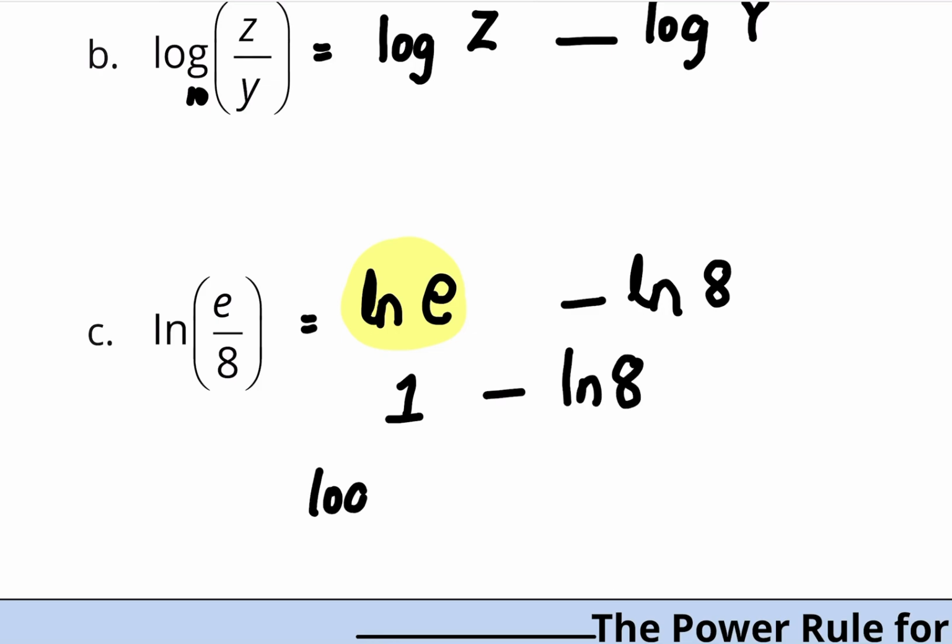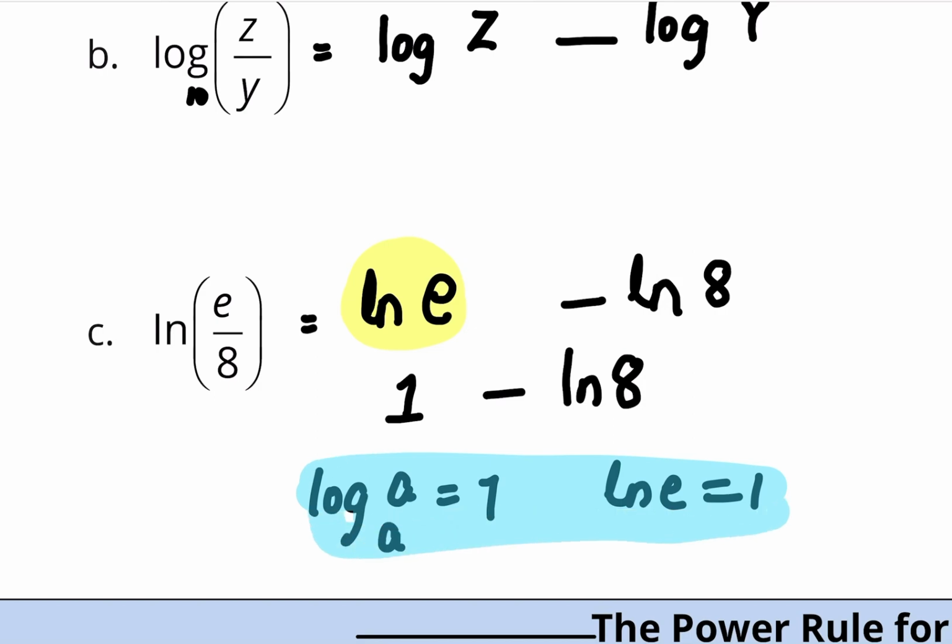So log a to the base a is 1. Ln e is also 1. So all these are very important and simple things that you should not go wrong with. Does this look like a 7? This is a 1. And this is a 1 as well.